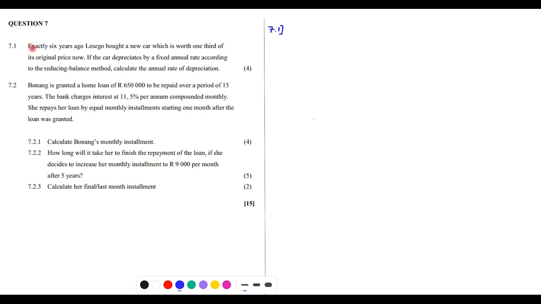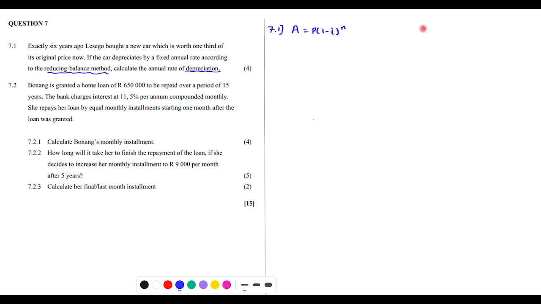So the question reads as follows. Exactly 6 years ago, Lisejo bought a new car which is worth 1/3 of its original price now. If the car depreciates by a fixed annual rate according to the reducing balance method, calculate the annual rate of depreciation. So here, as you can see, we're talking about a depreciation that is under the reducing balance method. So this means first things first, we're going to be using a depreciation formula.